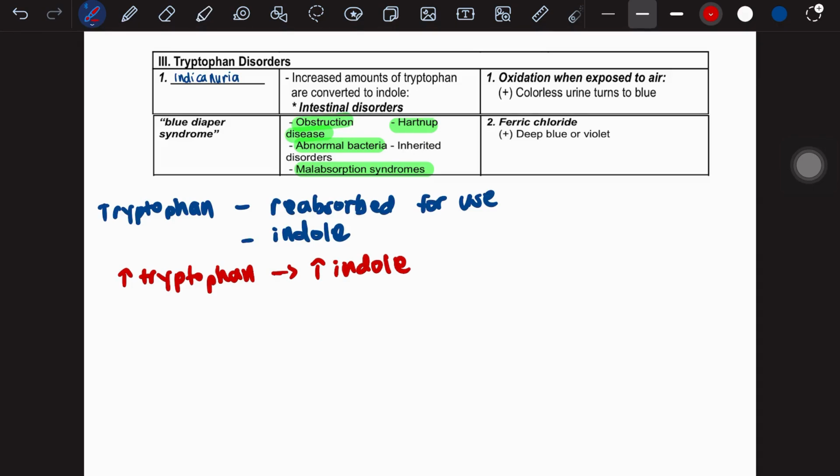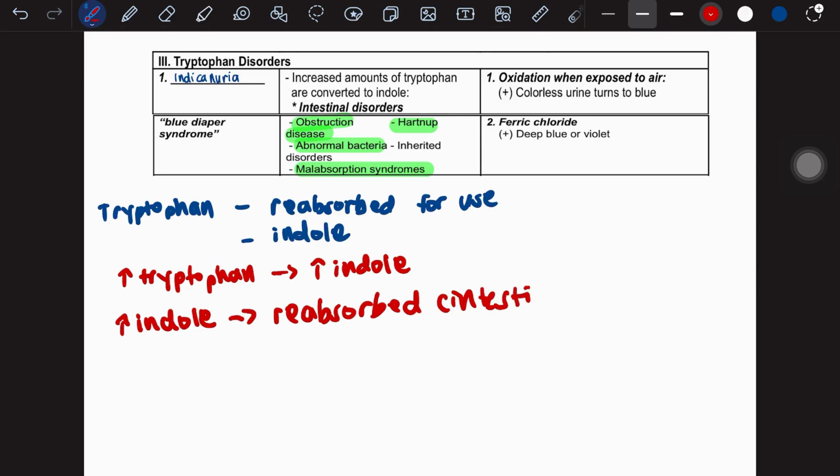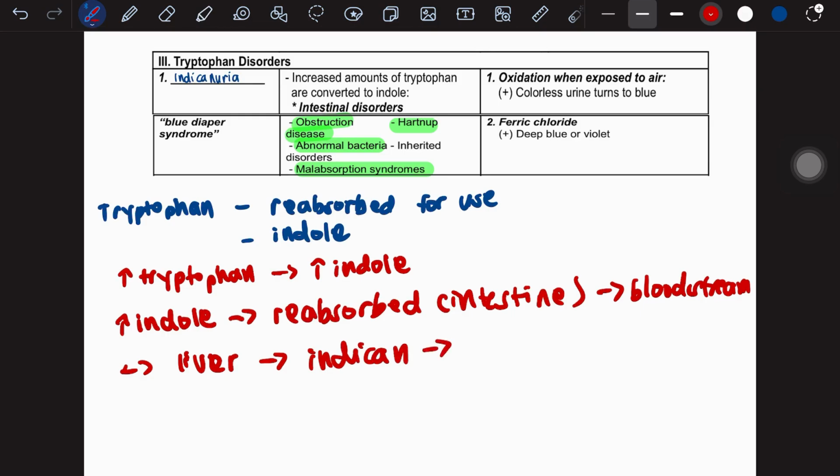So what will happen to the excess indole? The excess indole is reabsorbed in the intestine, then it goes to the bloodstream. After that, it goes to the liver, where it is converted to indican, and this will be excreted in our urine.